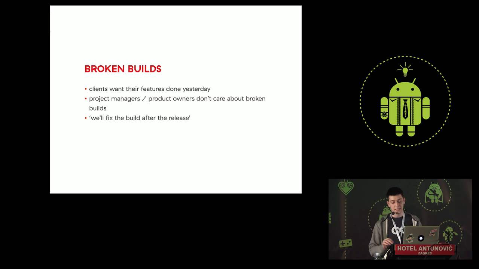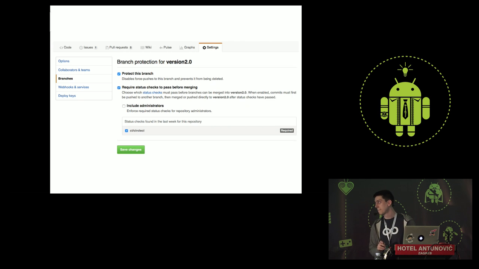And really, for this problem, GitHub released a very interesting feature about a year ago. It's called protected branches. It means you can mark a branch protected, which means you can't force push to it and you can't delete it. And you can also mark some status checks required. Now, CircleCI is a status check, and the first time you run it on your repository, you get this option to mark the check as required.